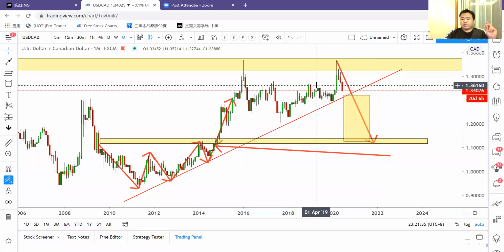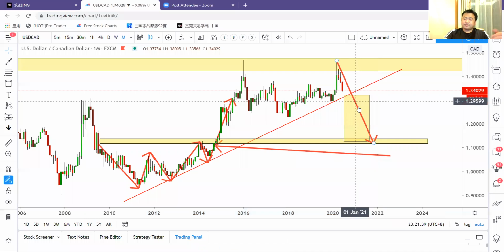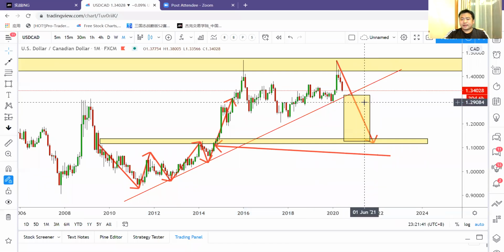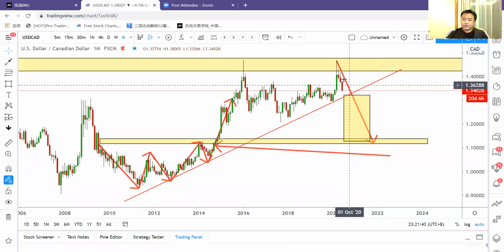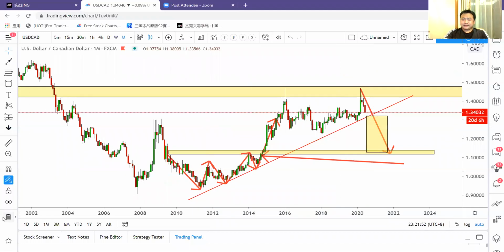So find your way to sell the high, sell the pullback, sell the trend line broken and pullback, sell the structure pullback, whatever. And get ready. The dollar Canadian may go to that level. That's possible by the weakness of the dollar index.